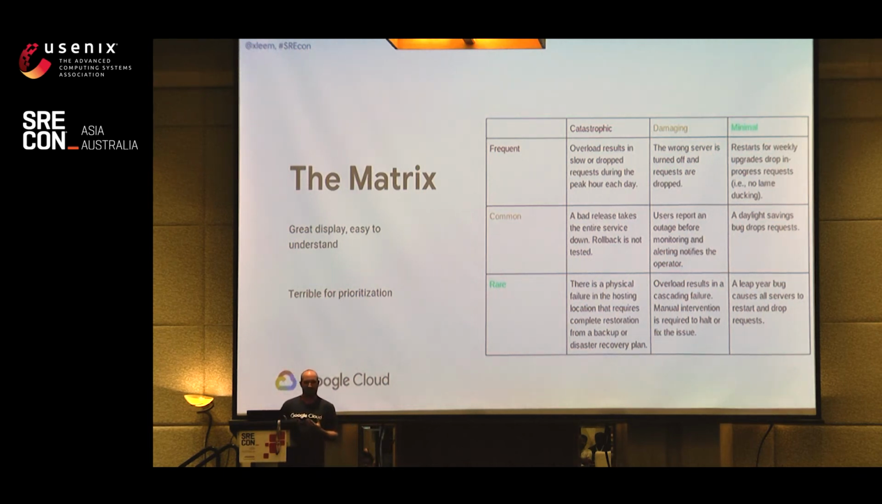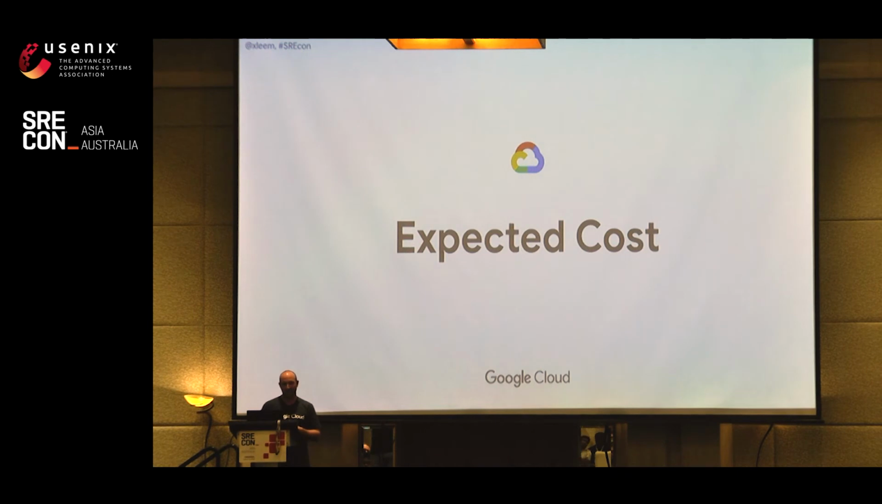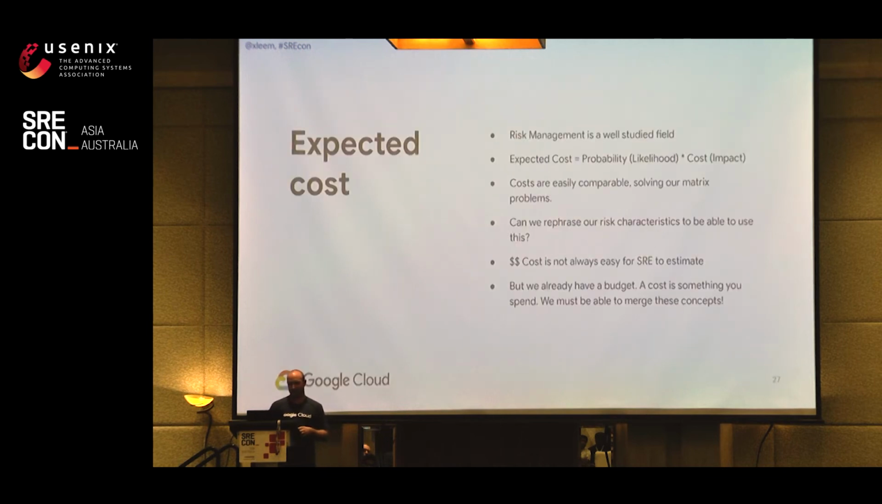By this point, I'd been doing some reading, and we started to become aware, maybe we should have become aware earlier, that we weren't really the first people in the world to try to prioritize risks in this way. There's probably some existing thinking out there already. And it turns out that there is, and it's called expected cost, and it comes from a field of study called risk management, which is actually very widely used.